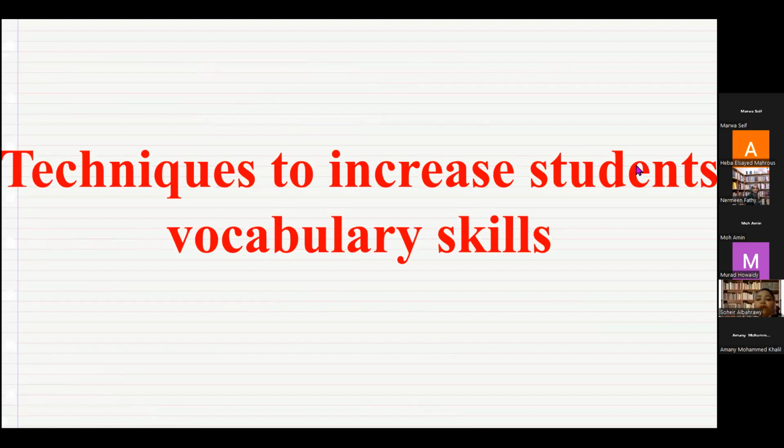We have here some techniques to increase the students' vocabulary skills, and some techniques which encourage students to work with themselves, to work individually at home or even at school, to increase their abilities to use vocab, or to increase their vocabulary skills. Do you know any techniques that can be helping students to increase their vocabulary skills?